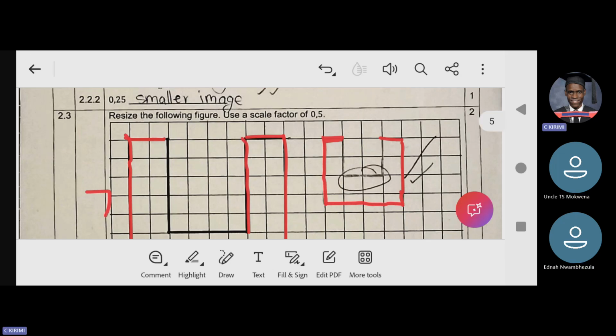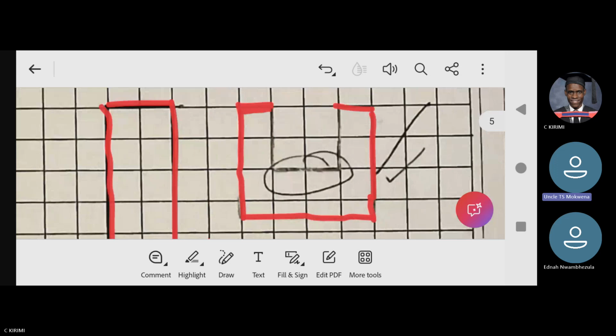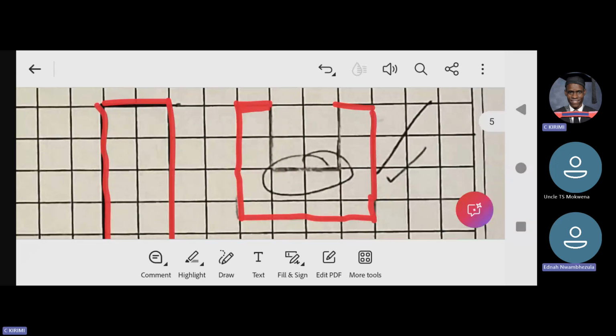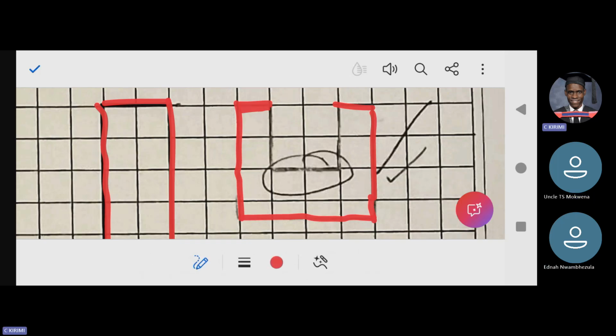Yes. What is half of 5? 5 divided by 2. What is 5 divided by 2? 2.5. So you count 2.5 boxes. So it's 1, 2.5. You end there. Can you see? Yes, 2.5. That's why this learner got it wrong, because the learner ended at 2, not 2.5.